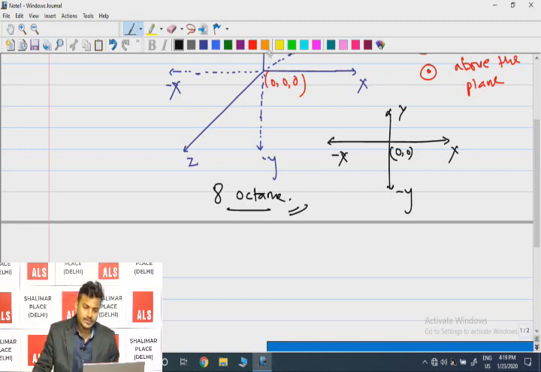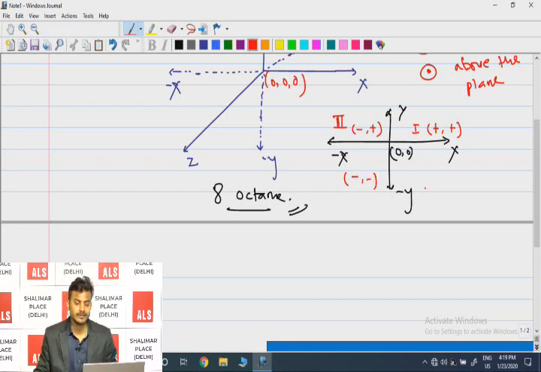Now, as in the case of 2D, we used to do this. In the first quadrant we get both positive, positive, positive. In the second quadrant we get x negative, y positive. In the third quadrant we get minus and minus, both negative. And in the fourth quadrant, my dear student, we get plus and minus. X will be plus, whereas y will be minus.